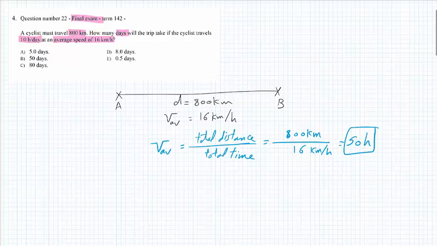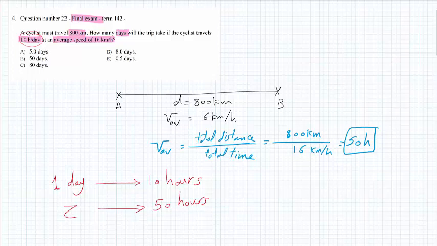But he says here he rides his bicycle 10 hours only every day. So every one day, he rides for 10 hours. So what if we have the total trip to be 50 hours? How many days do we need? We can make it any symbol, like Z.